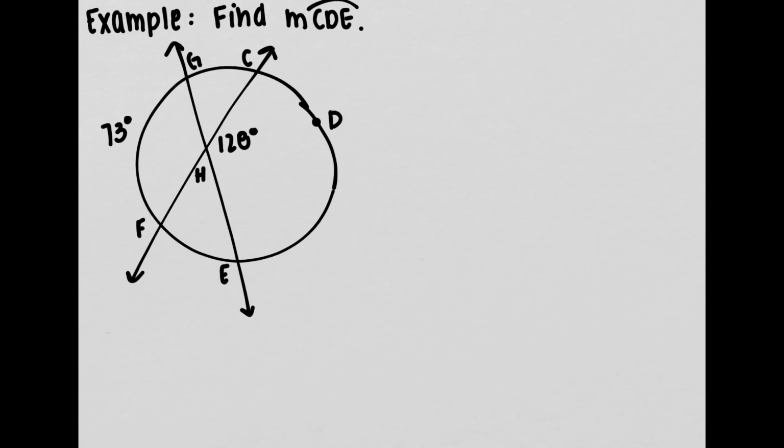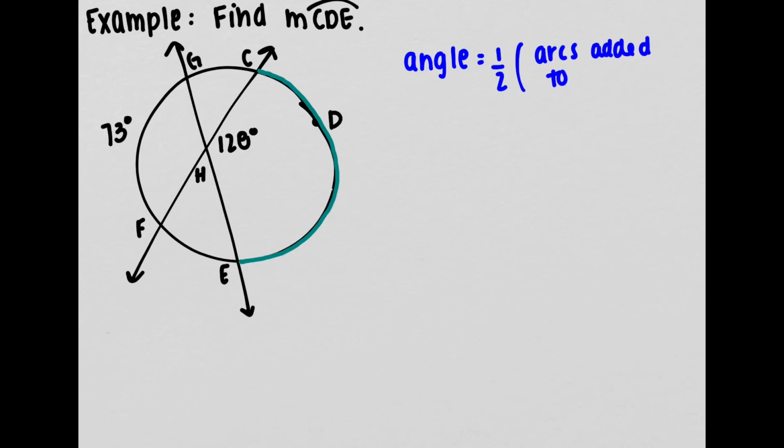of arc CDE. So I'm going to go ahead and outline that here. So we go from C to D all the way over to E. That's what we're trying to find. Now our formula is still the same, where the angle is equal to 1/2 of the arcs added together.